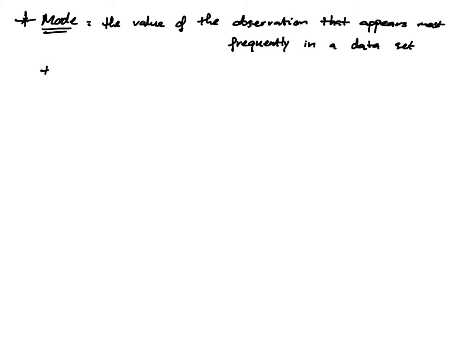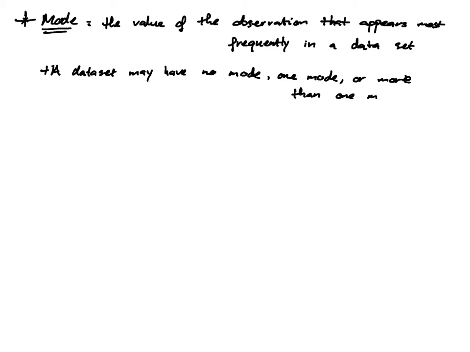So a data set may have no mode, one mode, or more than one mode. So let's look at a few examples.